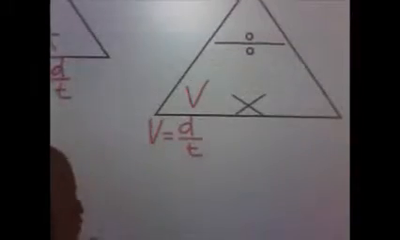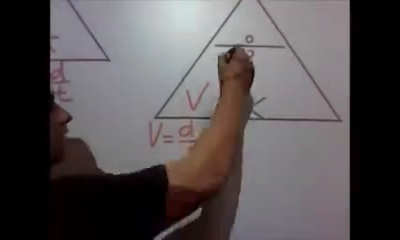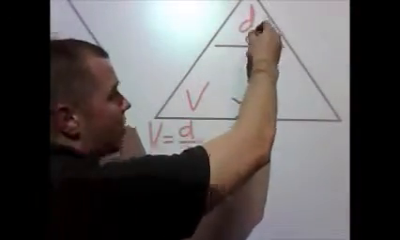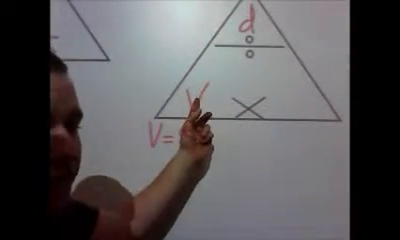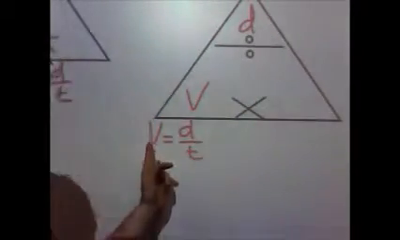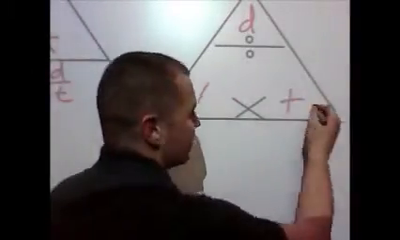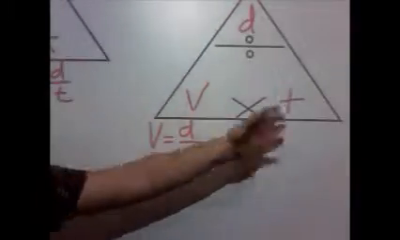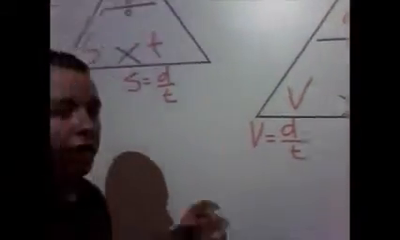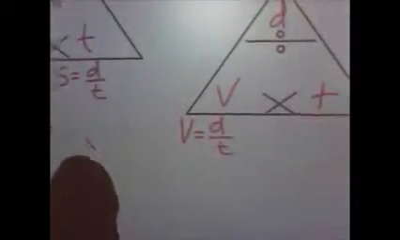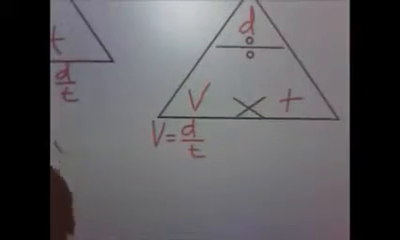So velocity will have some type of direction. To set it up in the triangle, I still put distance at the top, replace the S with the V, and time still goes at the bottom. It doesn't matter which side you put velocity and time, same thing for speed and time. It does not matter where you put them. Okay, now let's practice finding velocity.